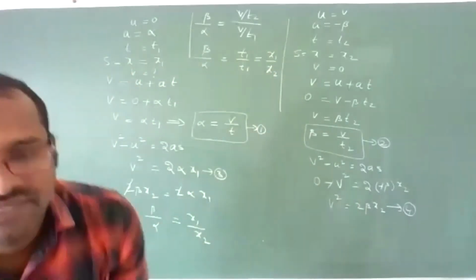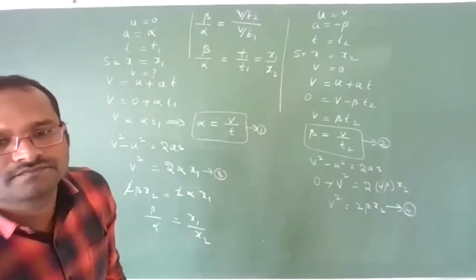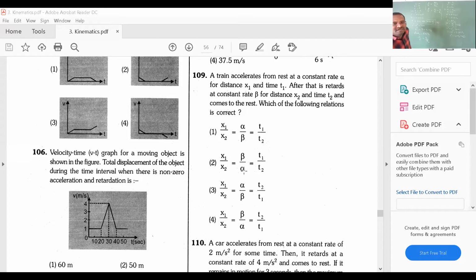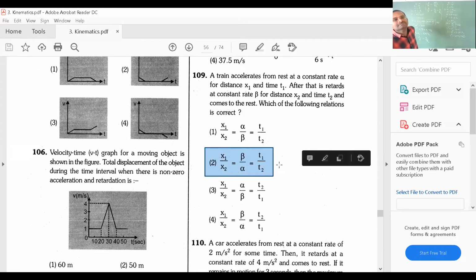Let us check which is the correct relation. I am taking beta by alpha, which is equal to t1 by t2, and it is equal to x1 by x2. Yes, option 2 is the right answer. And it is an important question also.